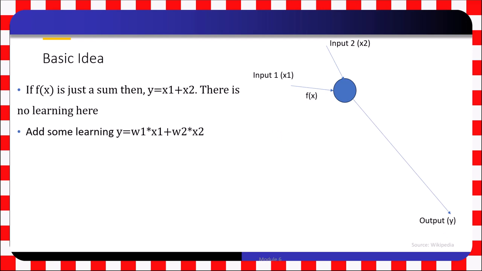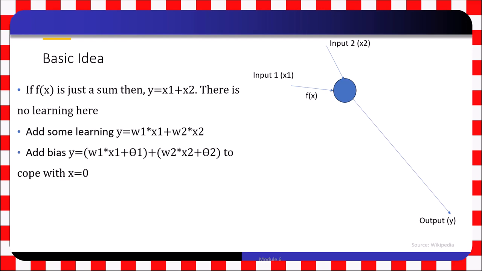I'm going to take a weighted average of the inputs. So v1 is a weight given to x1 and v2 is a weight given to x2. The function is going to take a weighted average of both inputs and produce an output. Now I'm going to add a bias here, theta1 and theta2, to cope with x equal to 0, because if x is equal to 0, then it's not going to produce anything. If x1 is 0, it's going to produce theta1. If x2 is 0, then it's going to produce theta2.